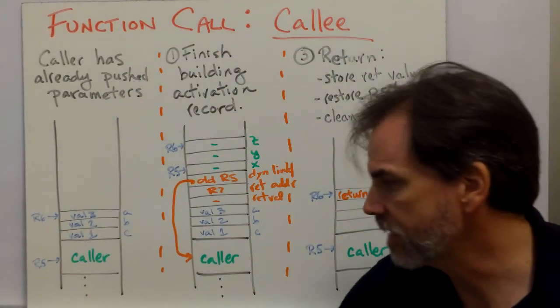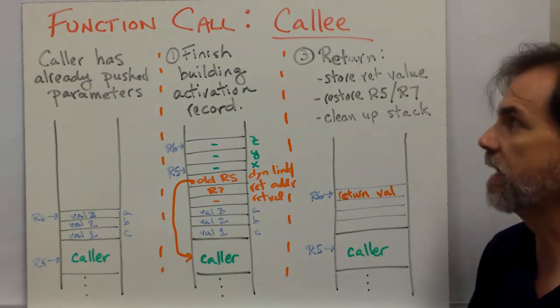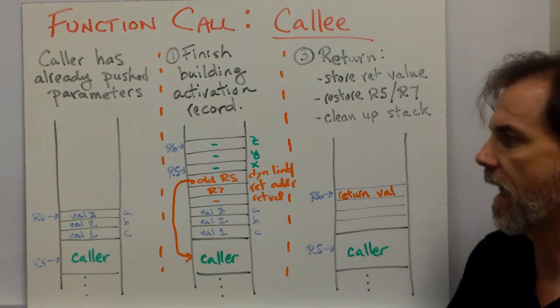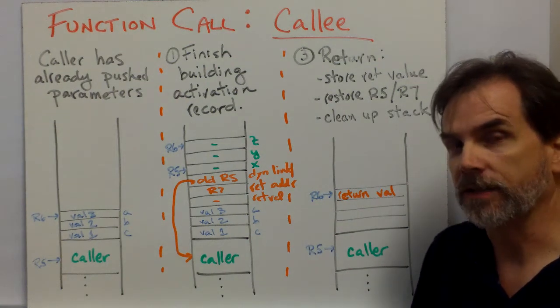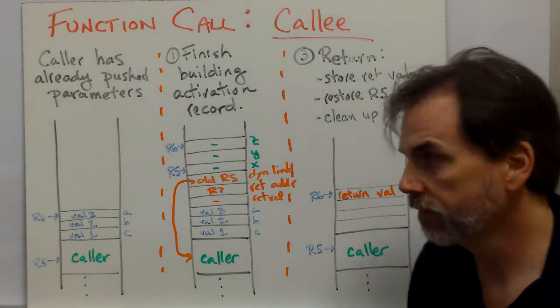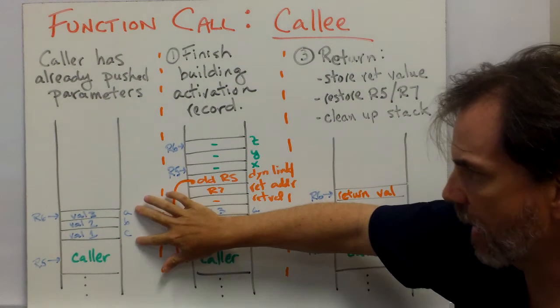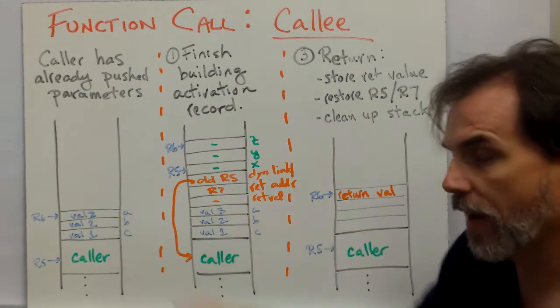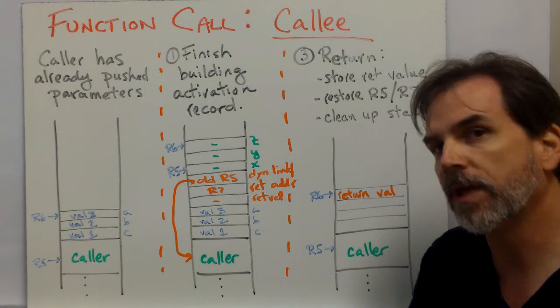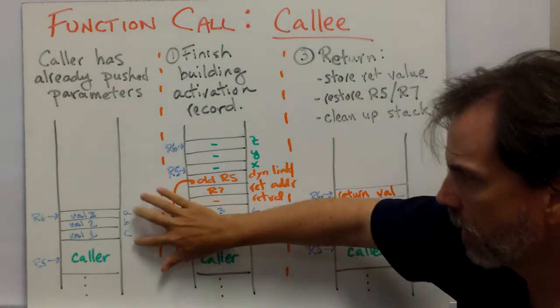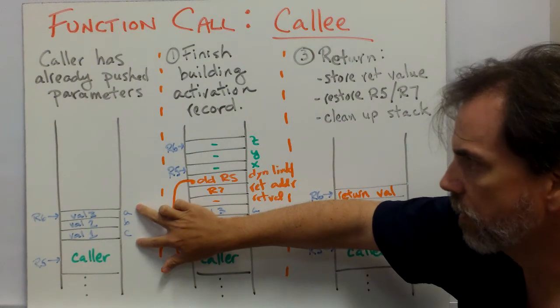Now from the callee's point of view, the function that's being called, here's what happens. When we start executing, the caller has already pushed things onto the stack, right? Those things on the stack are the parameter part of our activation record. So the caller has already built part of our activation record, A, B, and C, right here.